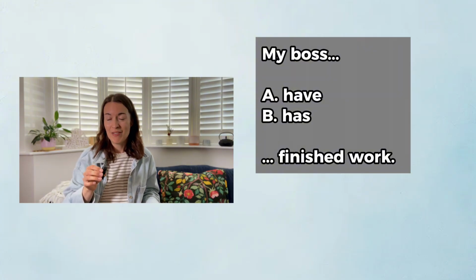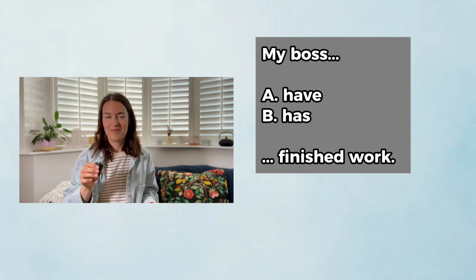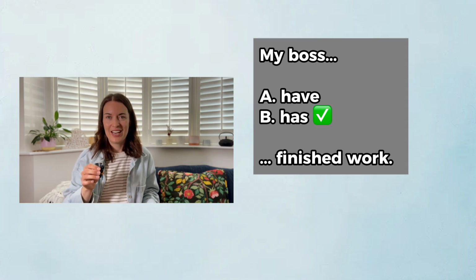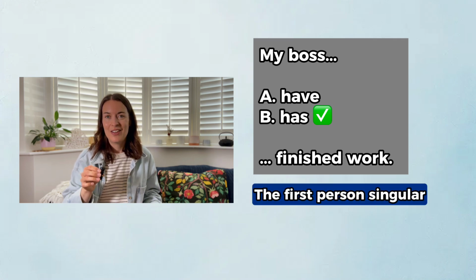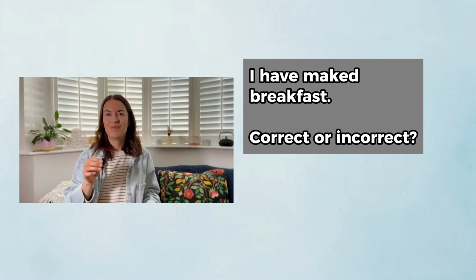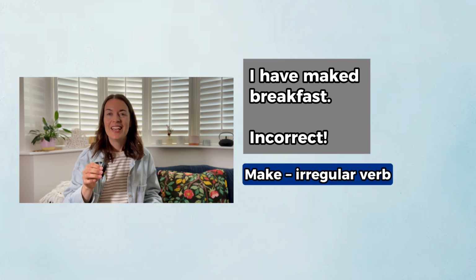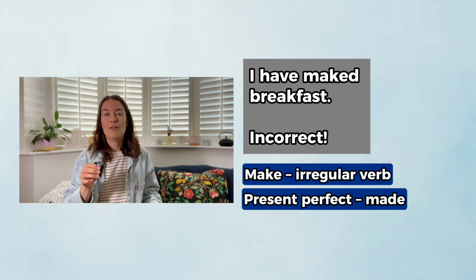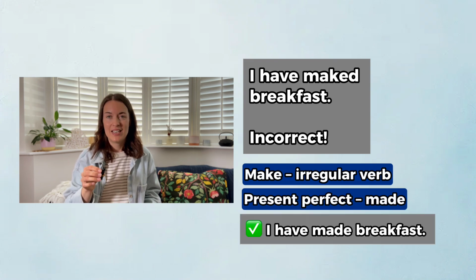Now let's do a little quiz. My boss, have or has finished work? Has finished. My boss is the third person singular, so we need has. I have made breakfast. Correct or incorrect? Incorrect. Make is an irregular verb, and in the present perfect you need the form made. So I have made breakfast.